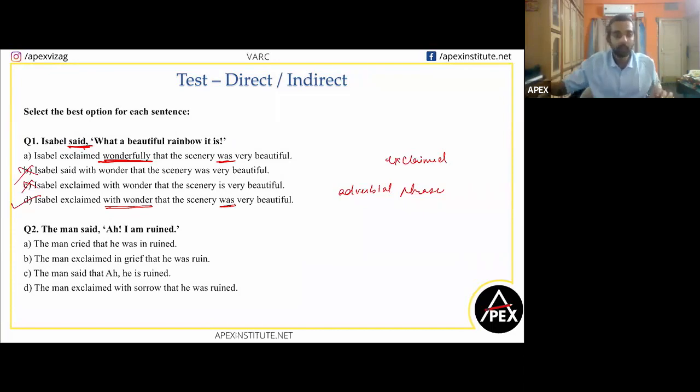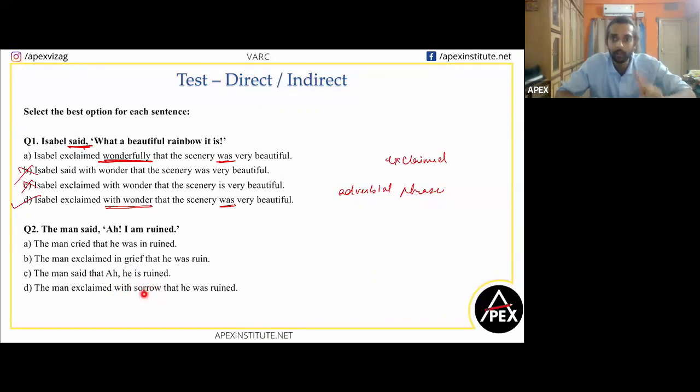But yeah, cried is not something that we will look at. So the first one is eliminated. The third one is also eliminated. Now, amongst B and D: the man exclaimed in grief, the man exclaimed with sorrow. Amongst these two, the emotion that is more suitable is sorrow.